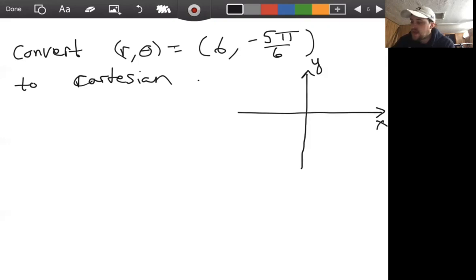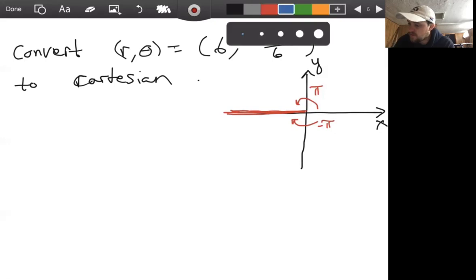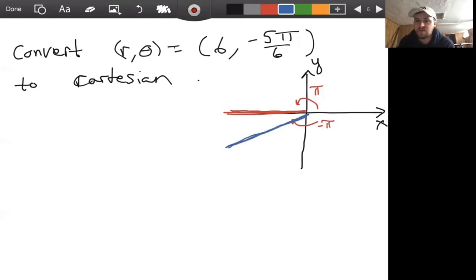So negative pi would still land us along the negative x-axis, right? Because if you go pi this way, negative pi is 180 degrees in the opposite direction, but they still get you to the same place, right? So negative 5 pi over 6 means we stopped pi over 6 radians short of the negative x-axis.